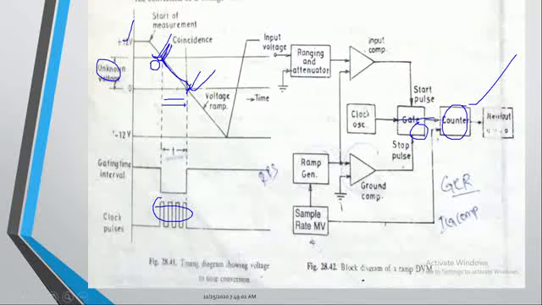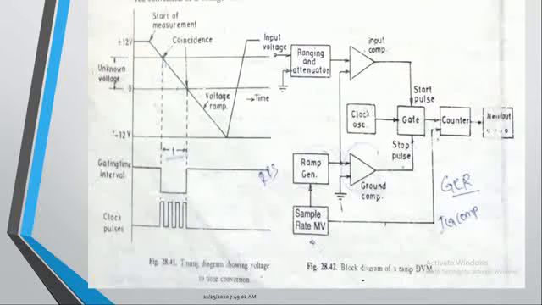Between this time period, the number of pulses counted by the counter is the voltage of the unknown signal. Are we clear? So that is the voltage of the unknown signal. Now let us come to the block diagram explanation. This was the signal explanation.